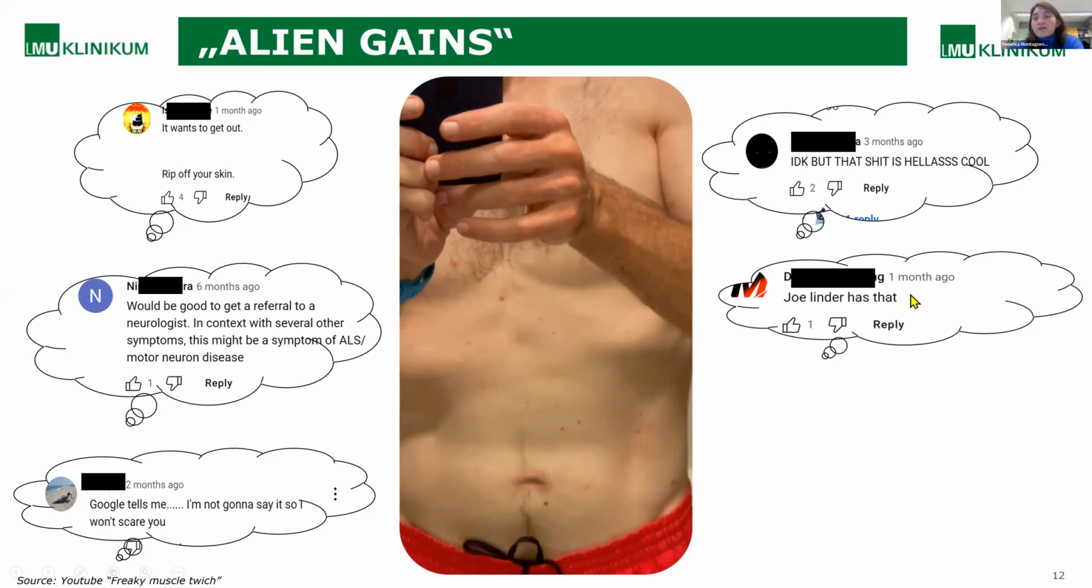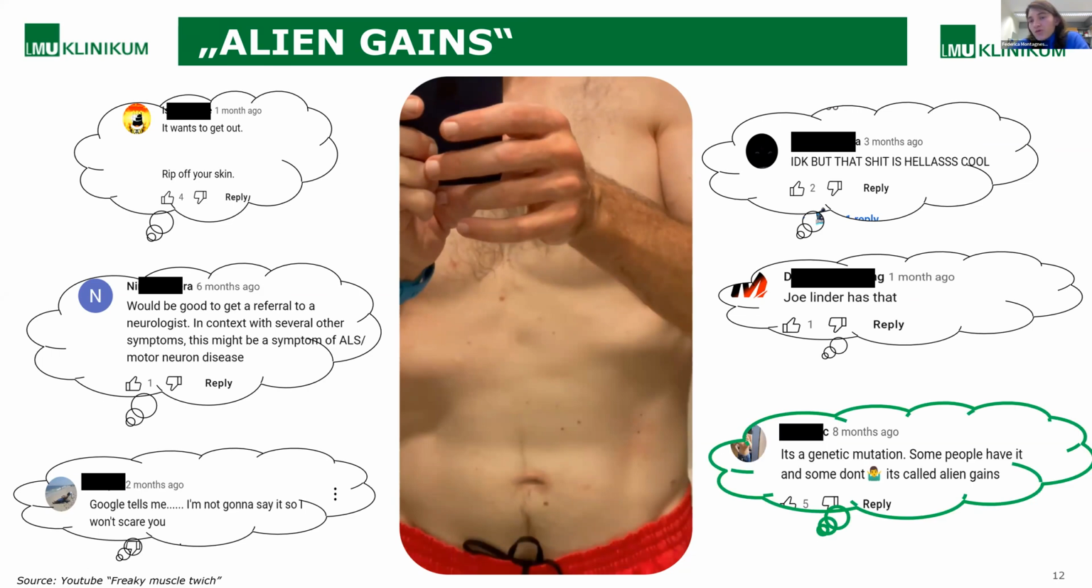So one first comment is that Joe Linder has that, a German wrestler who became famous due to these movements of his pectoral muscles. And then the most useful comment also came in. So it's a genetic mutation. Some people have it and some don't. It's called alien gains. This term was actually quite new to me, but it seems to be well spread, quite common in the bodybuilder community.